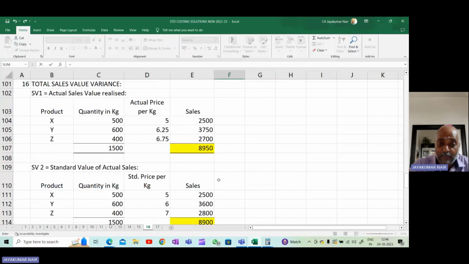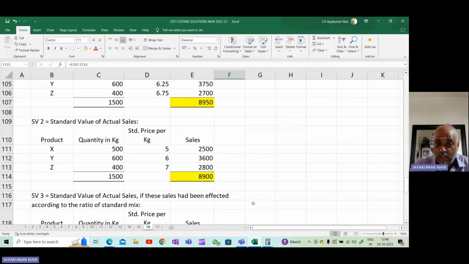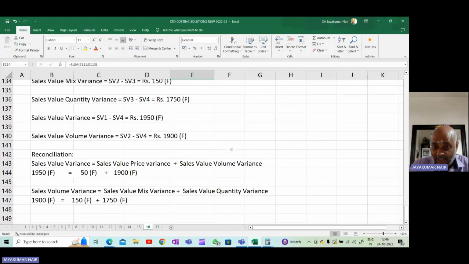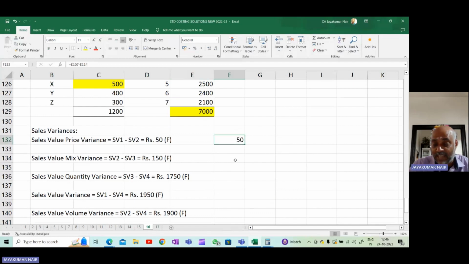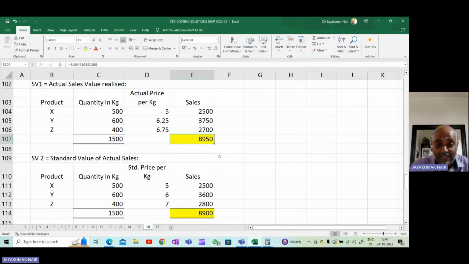It is SV1 minus SV2. Now, very important. Now you're getting positive. Positive will be taken as favorable because this is your actual sales and this is your budgeted sales. So sales is a revenue. So your actual revenue is more than the standard. Therefore, if it is positive, it will be favorable. And if it is negative, it is adverse because this is sales. It is not cost. If it was cost, then if it is positive, it is adverse. If it is negative, it is favorable. But in this case, this is the revenue, so it should be the opposite.